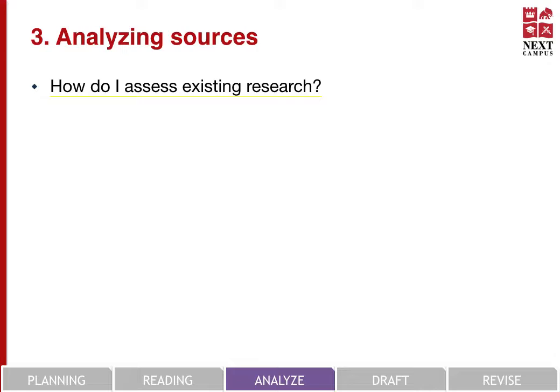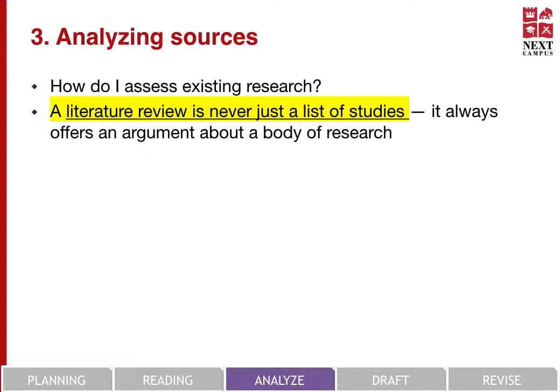The first question is, how do I assess existing research? And we mentioned this earlier also, a literature review is not just a list of studies that has been done or just a description of the previous studies. You need to build a story or you need to build an argument related to your research topic. So it's not about bringing pieces of literature randomly, but selecting the right pieces you need to build your story.